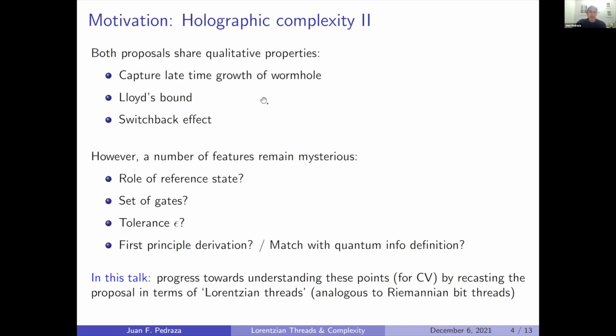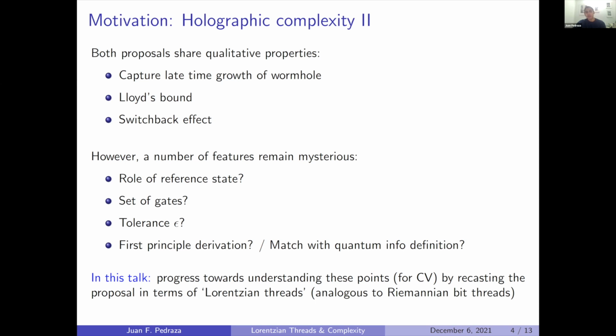However, there are a number of features that are not well understood, or are mysterious. For example, it is not clear what the role of the reference state is in both proposals. It is not clear what is the set of gates that we need to specify from the bulk perspective. It is not clear what the tolerance is. And more importantly, these are just conjectures, and there is no first principle derivation using the tools of holography.